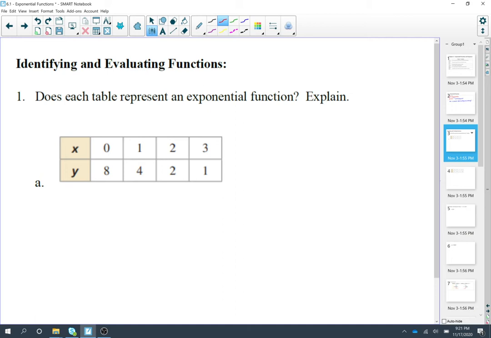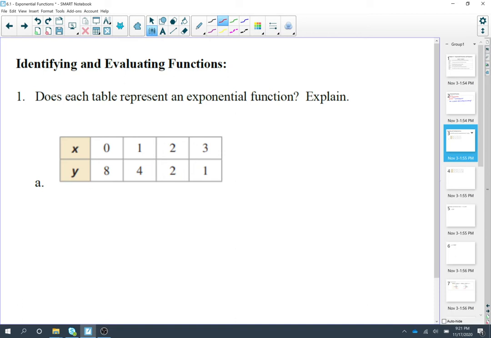So identifying and evaluating functions, number 1. Does each table represent an exponential function? Yes or no? And then we have to explain. So first of all, I'm going to look at my x values, and they are going up by 1. So 0, 1, 2, 3. Then I'm going to go look at my y values.